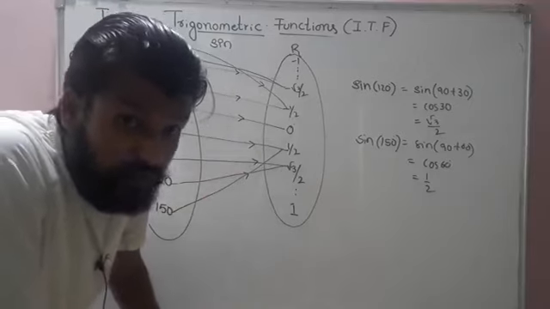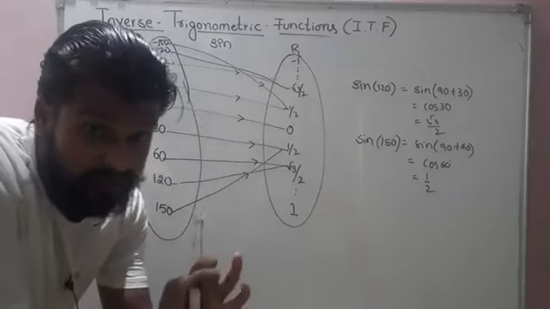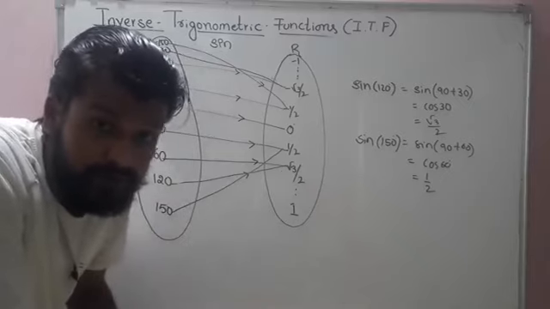Because sine inverse exists only if sine is 1-1 and onto. Just now we got a conclusion.